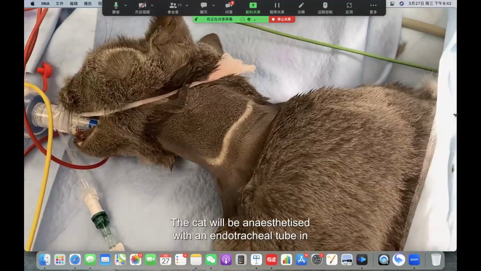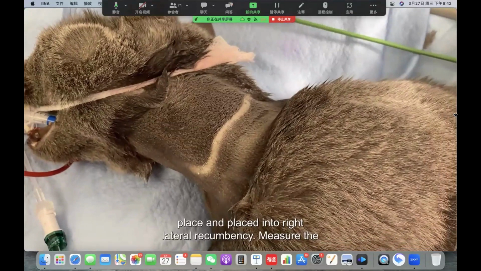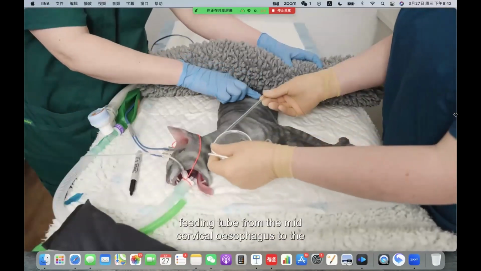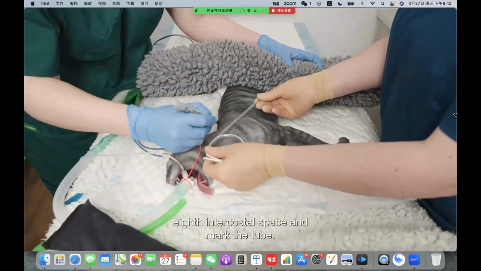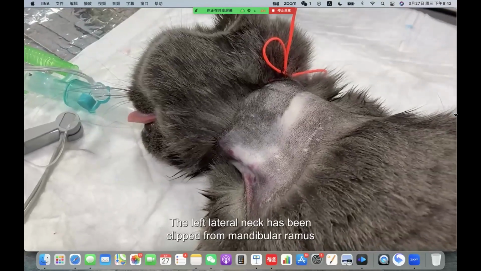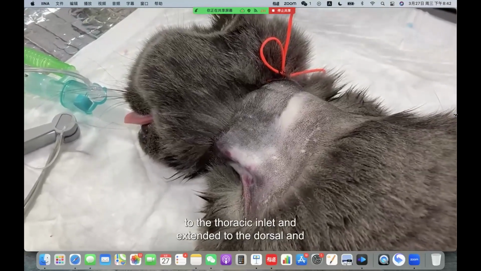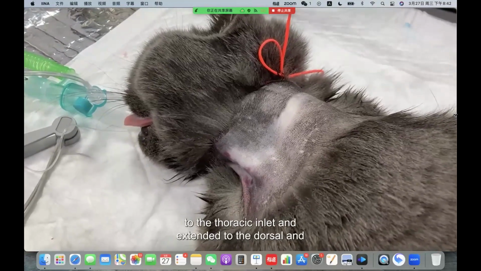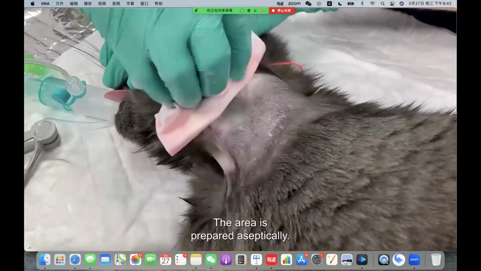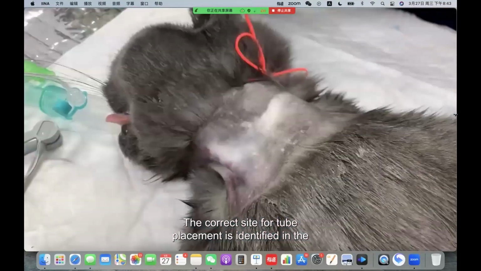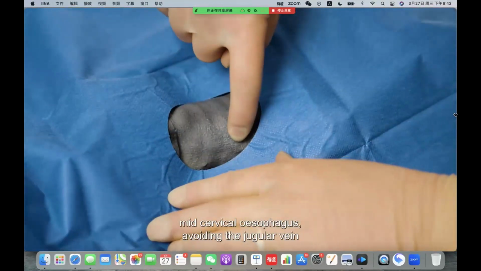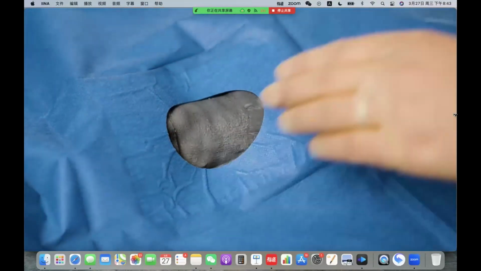The cat will be anaesthetized with an endotracheal tube in place and placed into right lateral recumbency. Measure the feeding tube from the mid-cervical esophagus to the 8th intercostal space and mark the tube. The left lateral neck has been clipped from mandibular ramus to the thoracic inlet and extended to the dorsal and ventral midlines. The area is prepared aseptically. The correct site for tube placement is identified in the mid-cervical esophagus, avoiding the jugular vein ventrally as indicated.